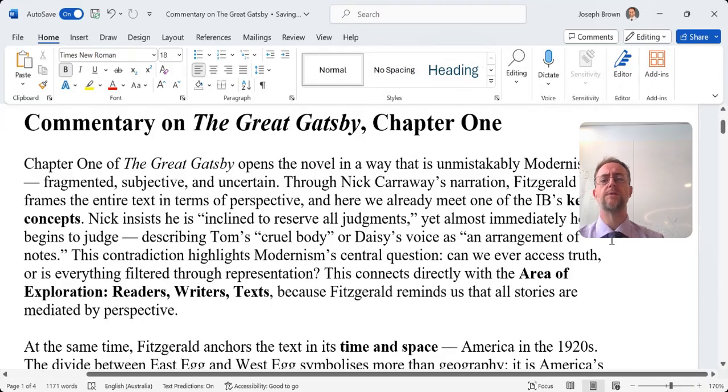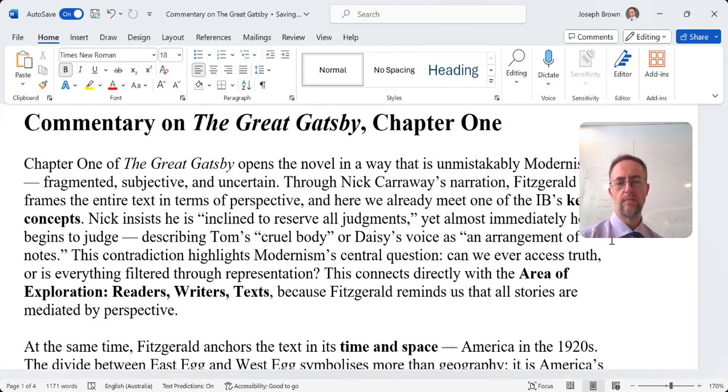Chapter 1 of The Great Gatsby opens the novel in a way that's unmistakably modernist. We talked about modernism as being that period around the early 1900s. We could go into this a lot more, but that's not for this video. It's a time that is fragmented, subjective, and rather uncertain. Big changes in the world at this time, and hopefully my students are well aware of that. Otherwise, go back and look at your notes. Through Nick Carraway's narration, Fitzgerald frames the entire text in terms of perspective, and here we already meet one of the IB's key concepts, and this is key: perspective.